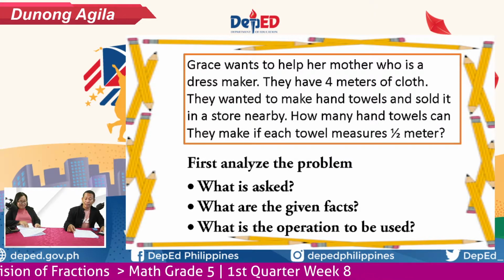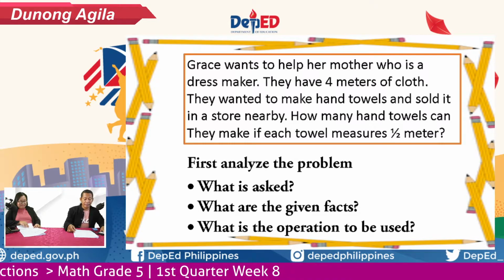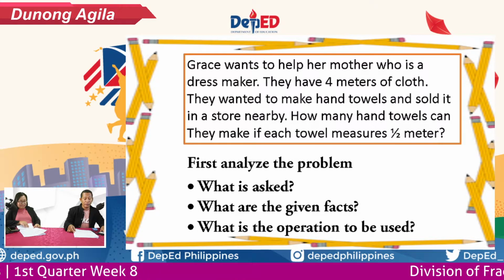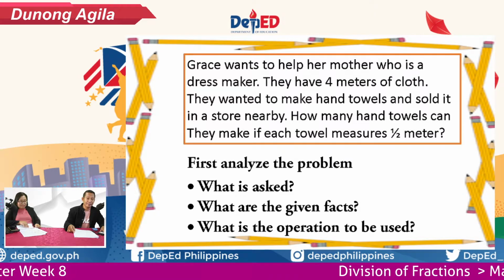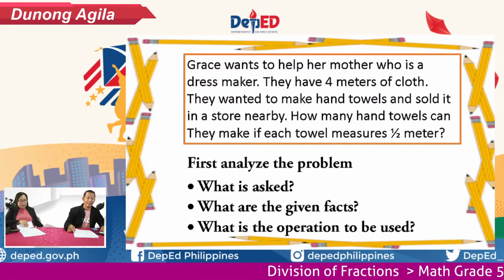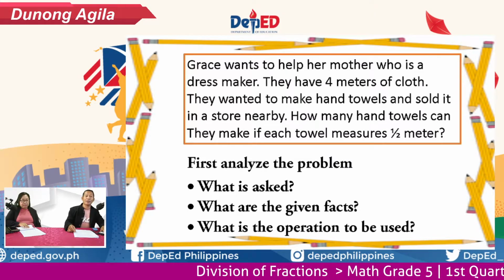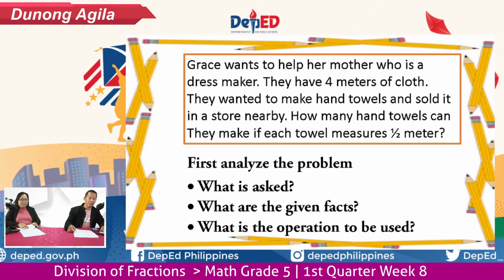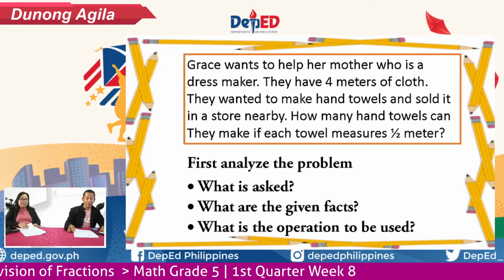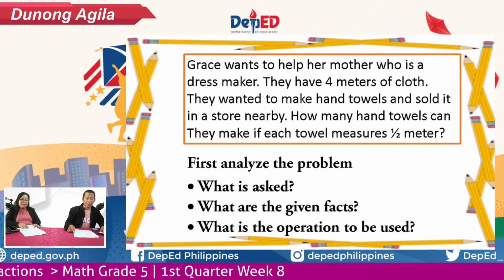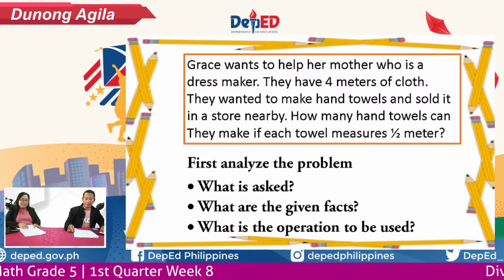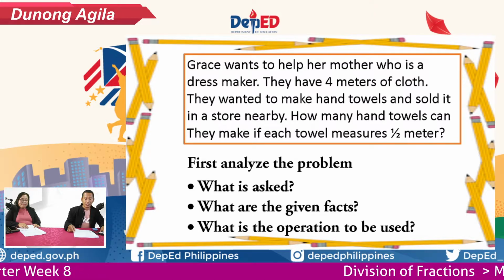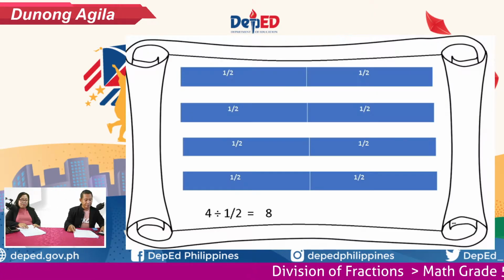Going back to our problem, to our dear grade 5 learners, can you still remember the things that we need to do in solving word problems? Exactly. Analyze our problem using the following guide questions. First, what is asked? What are the given facts? What is the operation to be used? What is the number sentence? And so on. Since we are to visualize division of fractions, consider the illustration on the screen.